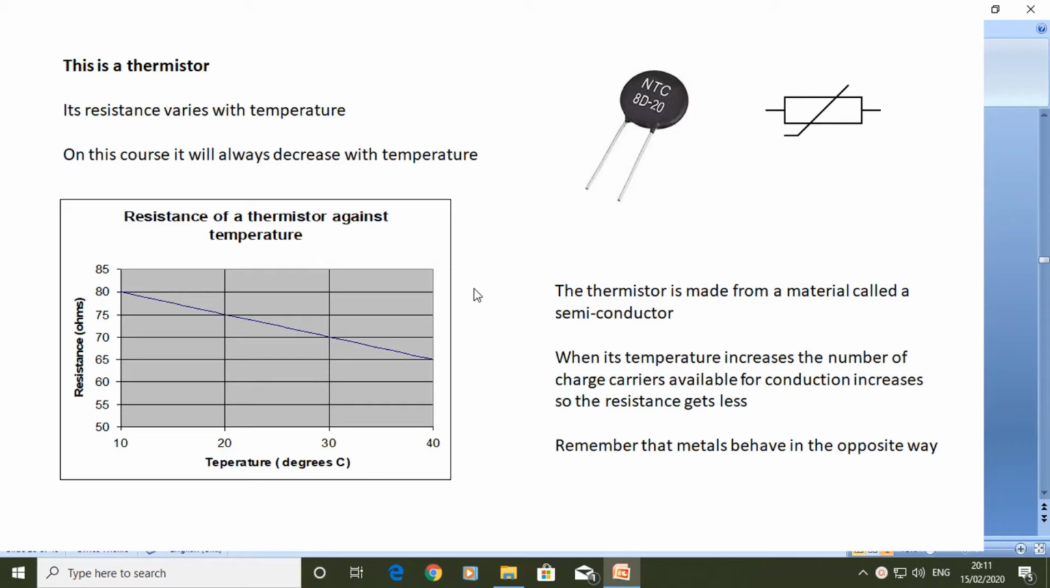Why does it get less? Well, it's made of a material called a semiconductor, and what happens in the semiconductor is that when it gets hot, the number of charge carriers which can actually move through the conductor increases. So if there are more mobile charge carriers, then the resistance gets less. Remember that for metals, it's the opposite. For a metal, when it gets hotter, its resistance gets bigger. For a thermistor, when it gets hotter, its resistance gets less.